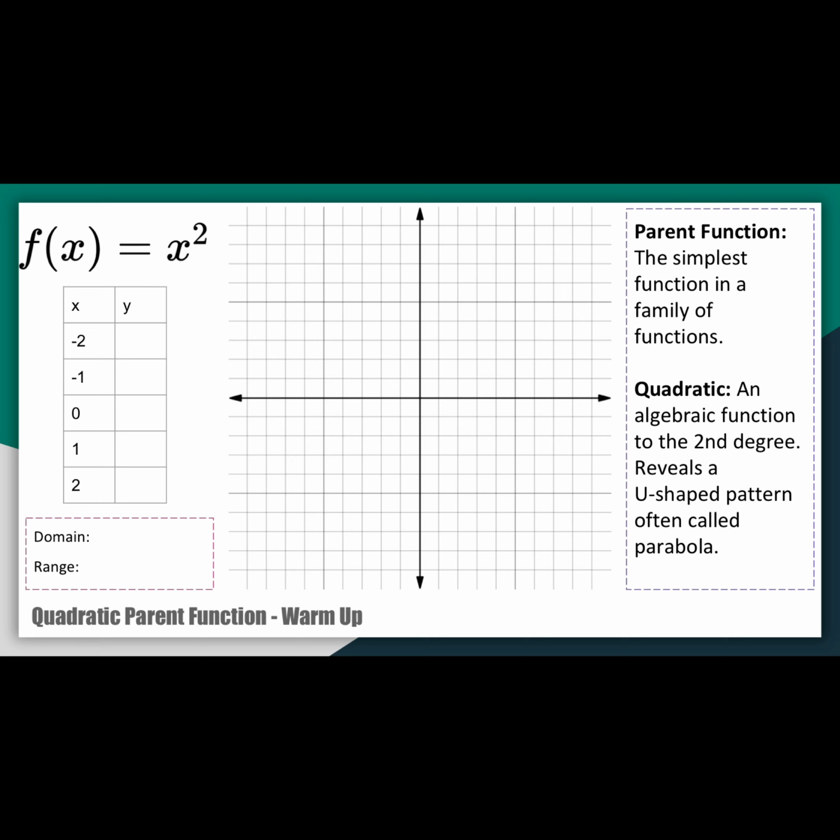Now, a quadratic function, listed over here on the right, is an algebraic function to the second degree. It reveals a U-shaped pattern often called a parabola. And you probably are familiar with that. That's that U shape. And that U can look very different. It can be close together, far apart, upside down, but it cannot be left and right. And what I mean by that is it cannot look like this. Those are not quadratic functions. They just look like it.